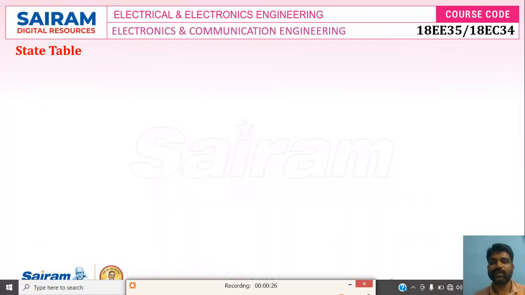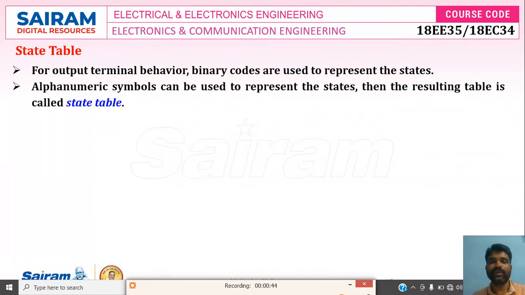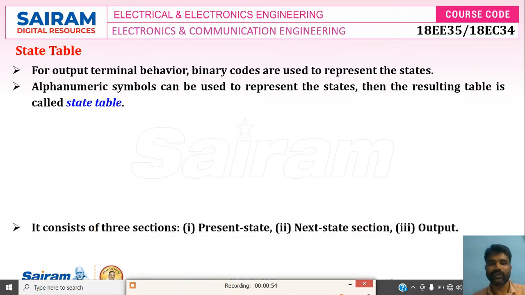State table means, in the transition table, the states are represented by binary codes. If you replace the binary codes with alphanumeric codes, then that is called a state table. For output terminal behavior, binary codes are used to represent the states. If alphanumeric symbols are used to represent the states, then the resulting table is called a state table. So the state table is obtained by replacing binary codes with alphanumeric codes.